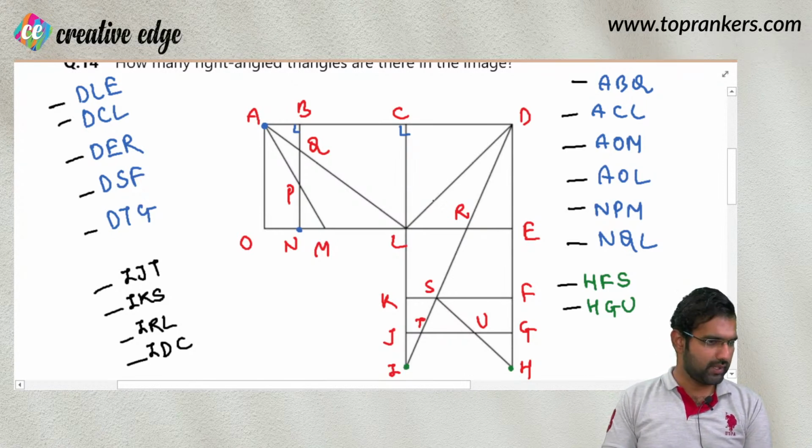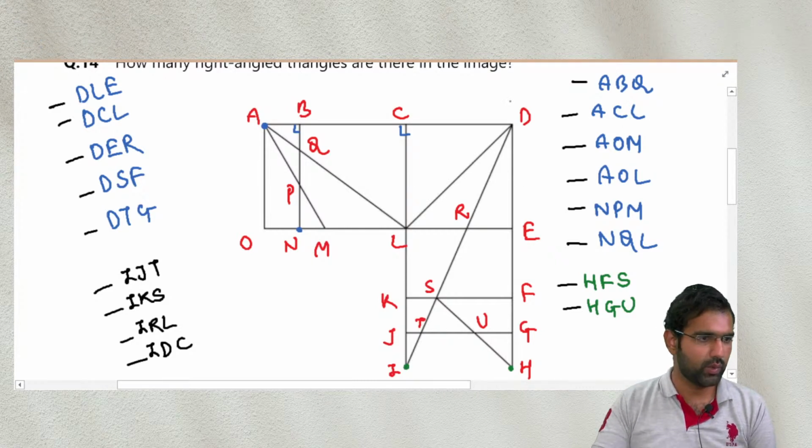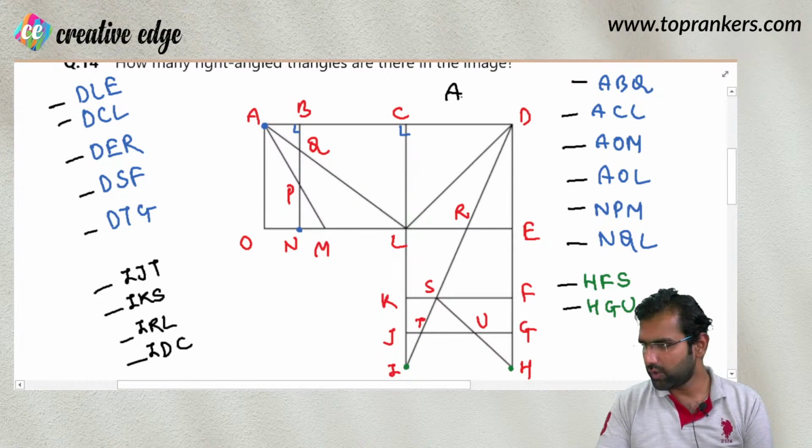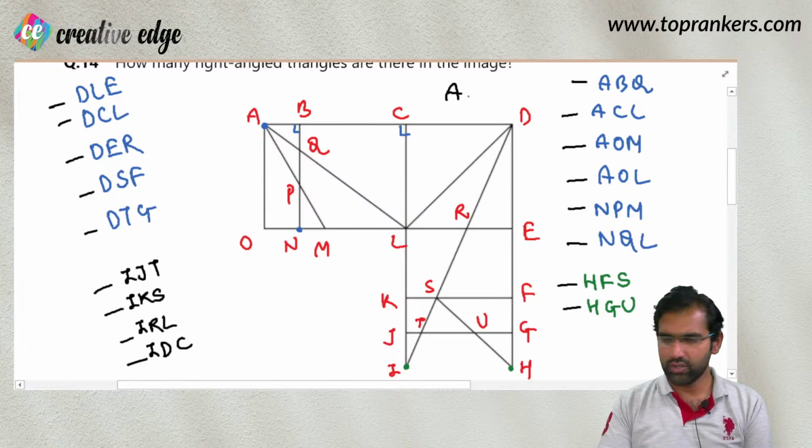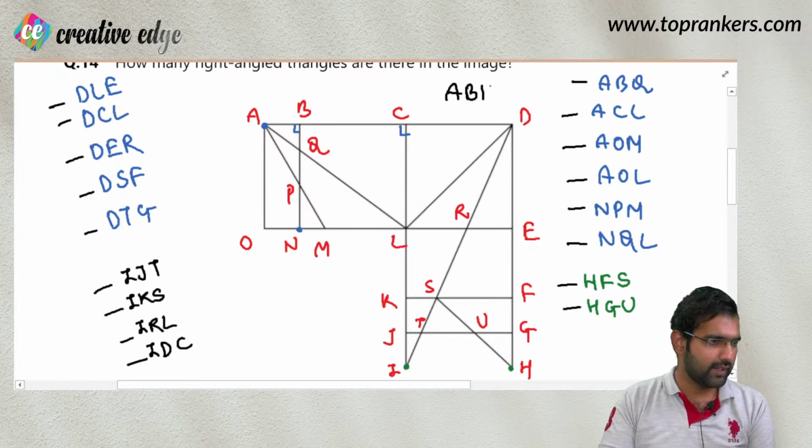ABP should also be there. ABP. Didn't I take that down? Yes, one more triangle is there. Thank you so much for reminding me that. Who wrote that? ABP. Thank you so much, Shreya. So one more triangle we are seeing, ABP, right?